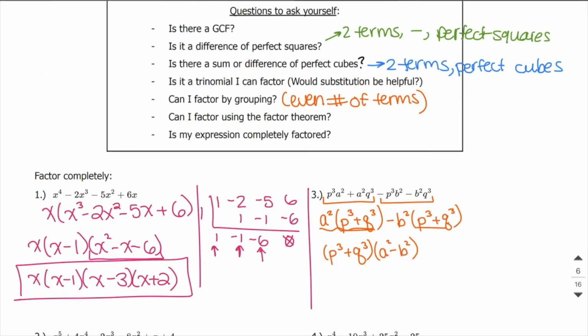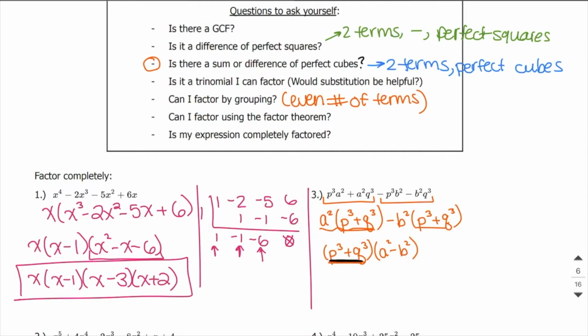So I'm going to take a look at this p cubed plus q cubed right here. Is there a GCF? No. Is it a difference of perfect squares? No, because we don't have subtraction and we don't have perfect squares. Is it a sum or difference of perfect cubes? It sure is a sum or difference of perfect cubes because we have two terms.